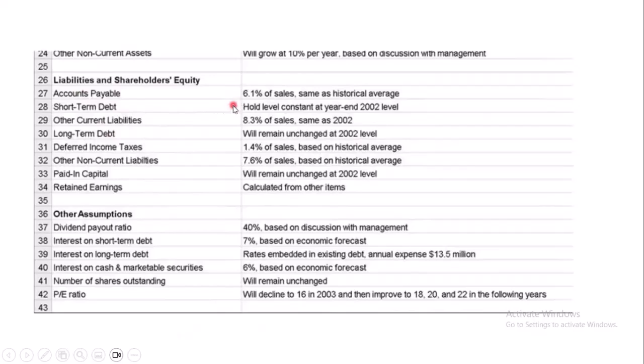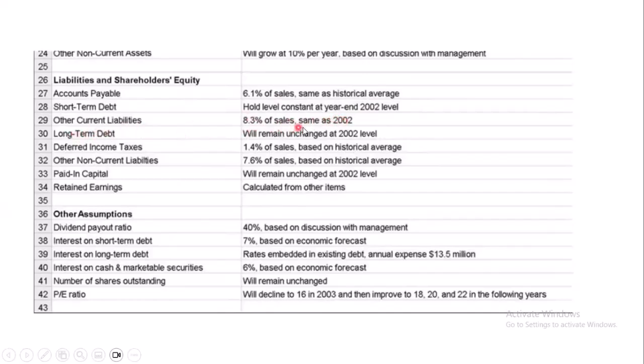Liabilities and shareholder equity, we have 6.1% of sales. I think it would do good to take a picture of this so that we will be able to follow the changes. Accounts payable will be 6.1% of sales, same as historical averages. Short-term debt will hold constant at year-end 2002 level. Other current liabilities will be 8.3% of sales, same as 2022.